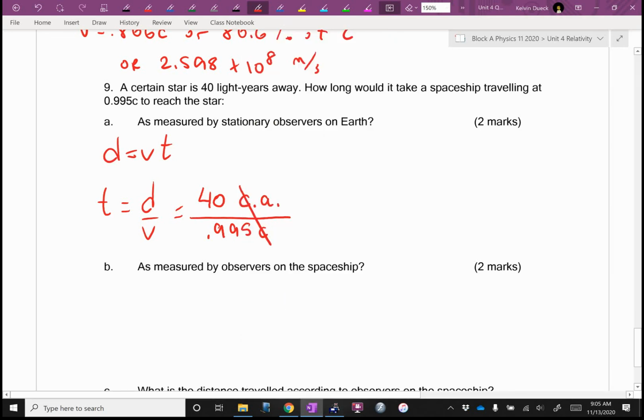40.2. 0.2 of a year would be 1/5 of a year. So a little over 2 months.